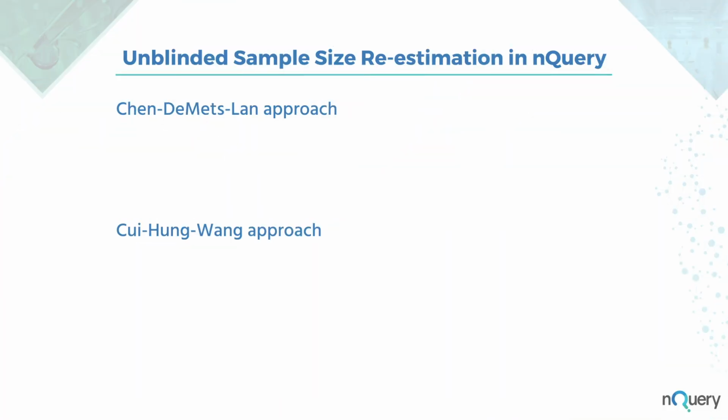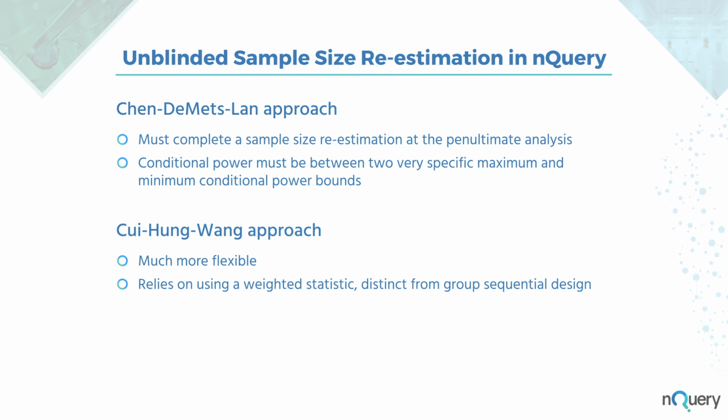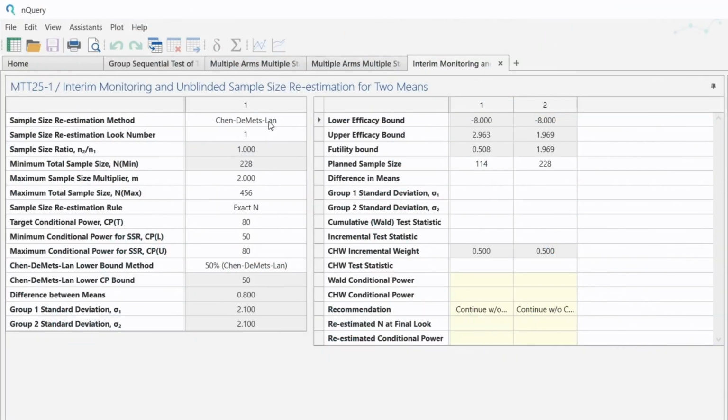The main difference between these approaches is that the Chen, DeMets and Levin approach must do a sample size re-estimation at the penultimate analysis, and the conditional power must be between two very specific maximum and minimum conditional power bounds. Whereas the Cui, Hung and Wang approach is much more flexible, but relies on using a weighted statistic that is distinct from that which would be used for a group sequential design. In this case, we've selected the Chen, DeMets and Levin approach, and the interim analysis will be at look number 1, which is equivalent to the column number in the right-hand side table.